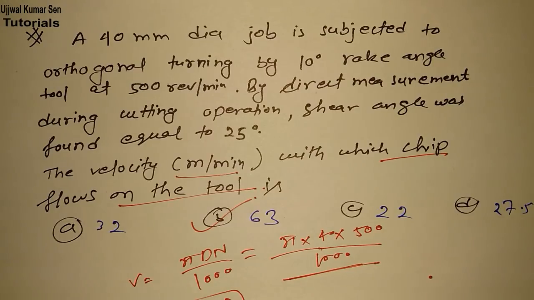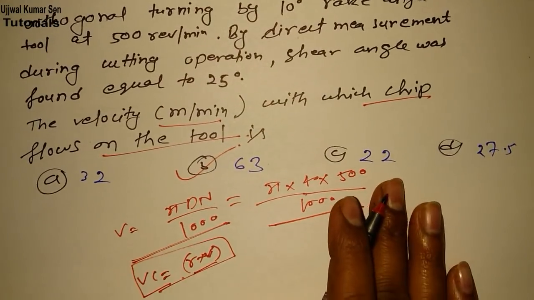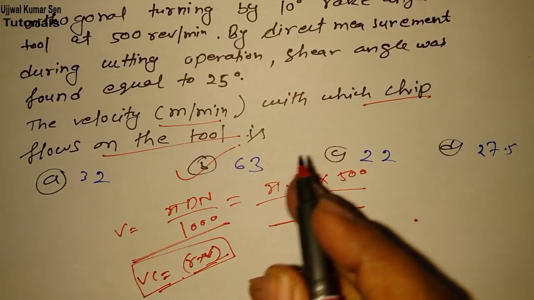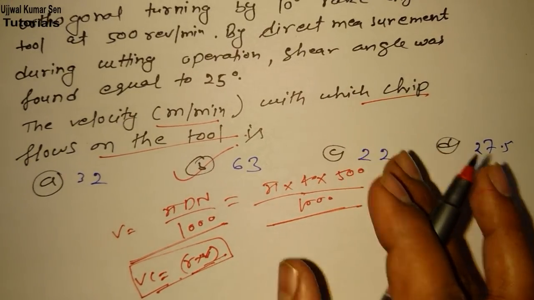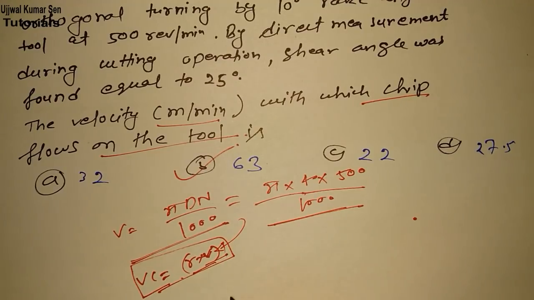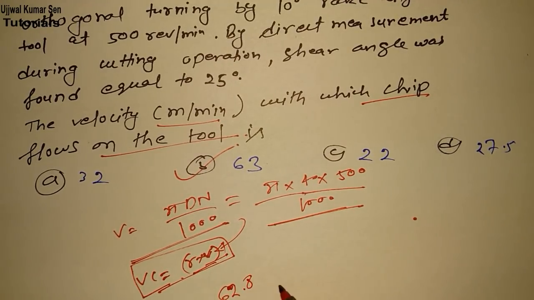That means if you're talking about chip velocity, then this is not the formula for finding out chip velocity. We got the formula here, VC is equal to RV. Exactly the same mistake you are going to make if you are solving this question, right? So if you have to find out chip velocity, then we have to first find out V, then put the value here. How much are we getting? Suppose, I think 62.8, right?